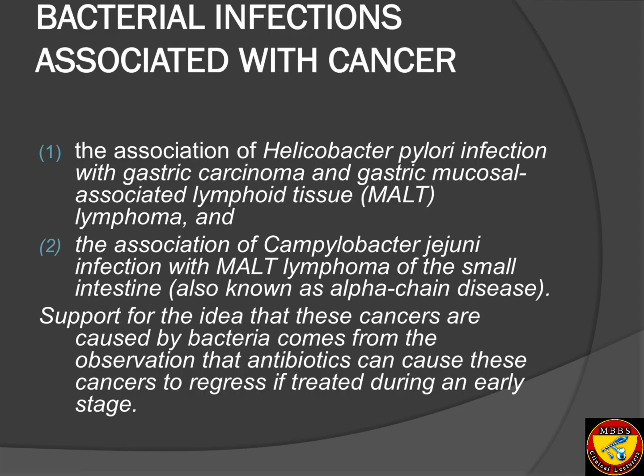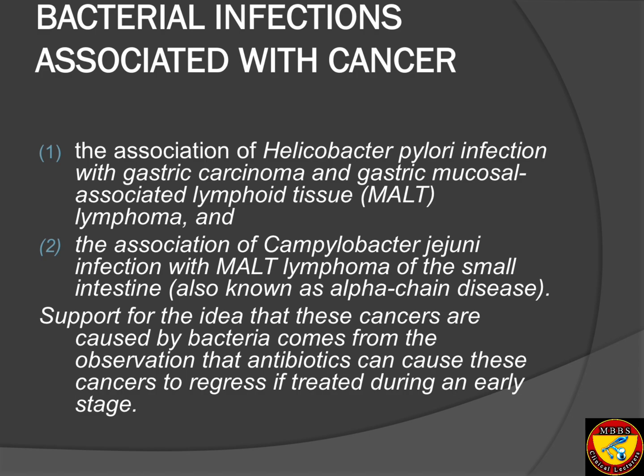Okay, now we come to the second part of our lecture, in which we are going to discuss bacterial infections which are associated with cancer. Mainly, in the book we have discussed two main infections associated with cancers. One is Helicobacter pylori, the cause of gastric ulcers and duodenal ulcers. It can lead to gastric carcinoma and gastric MALToma, which is mucosa-associated lymphoid tissue, MALT lymphoma. This is a cancer associated with this bacterial infection.